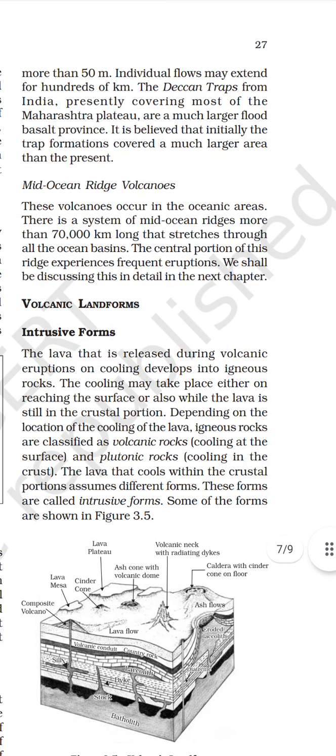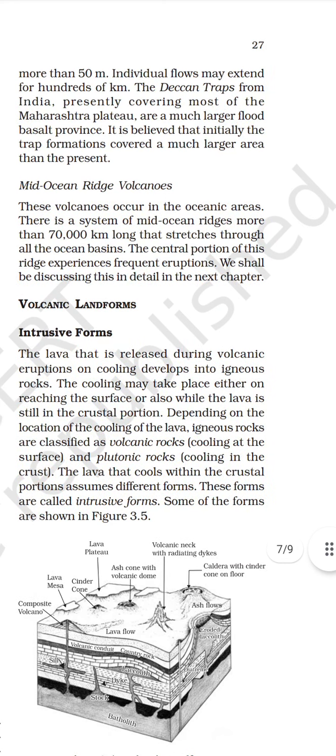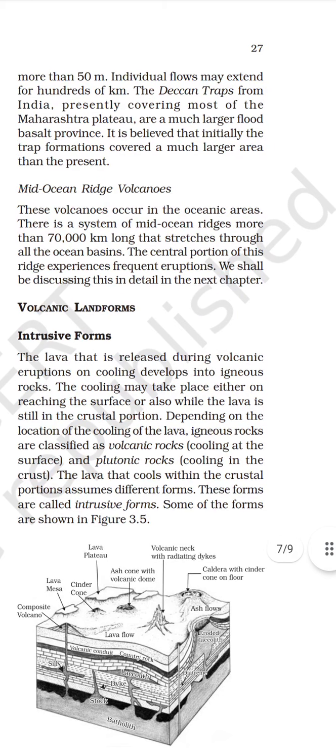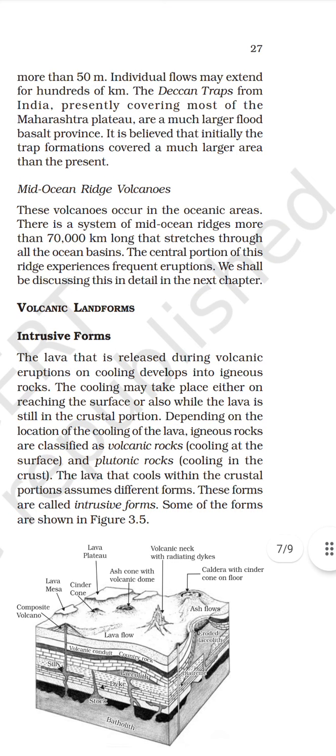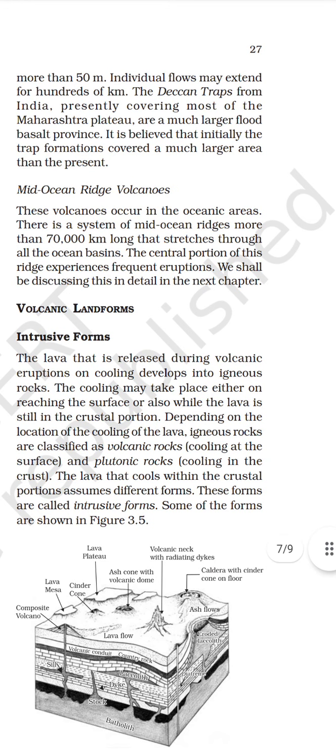Volcanic landforms, intrusive forms. The lava that is released during volcanic eruption on cooling develops into igneous rocks. The cooling may take place either on reaching the surface or also while the lava is still in the crustal portion. Depending on the location of the cooling of the lava, igneous rocks are classified as volcanic rocks, cooling at the surface, and plutonic rocks, cooling in the crust. The lava that cools within the crustal portions assumes different forms. These forms are called intrusive forms.